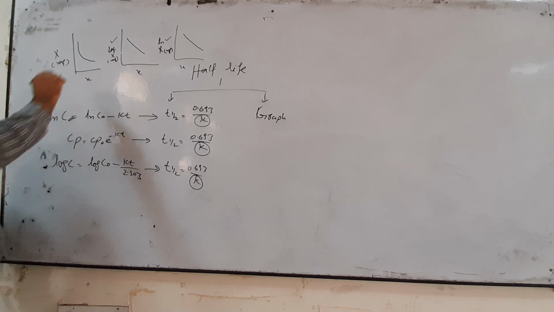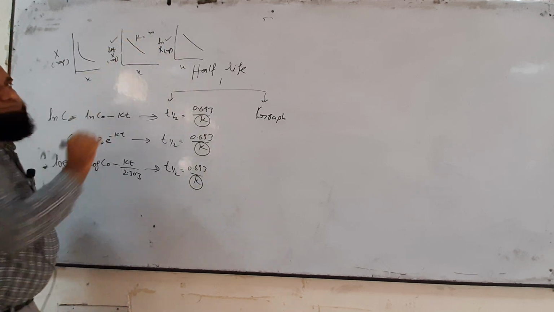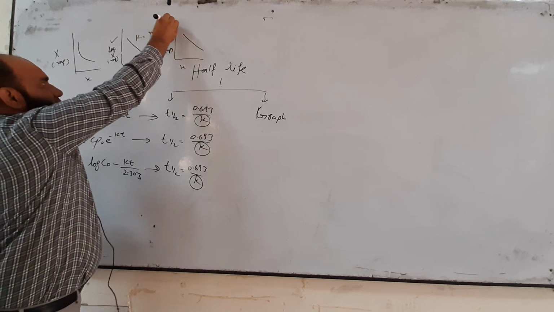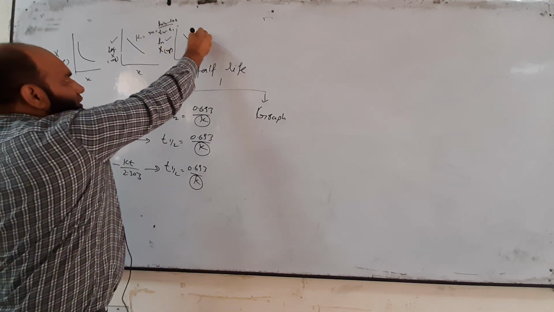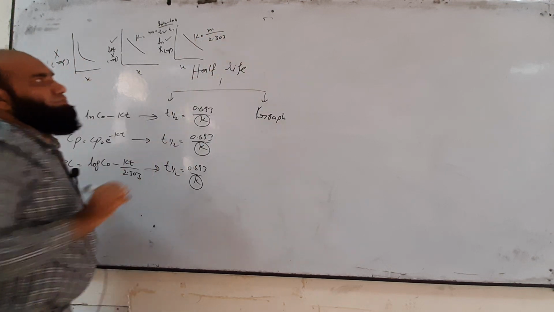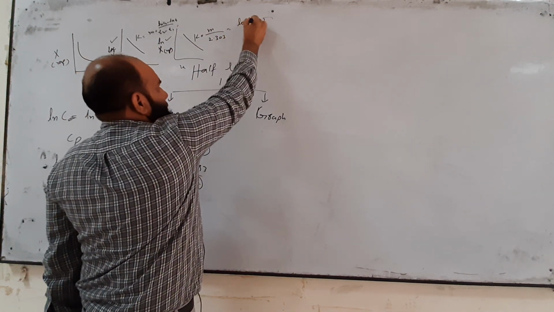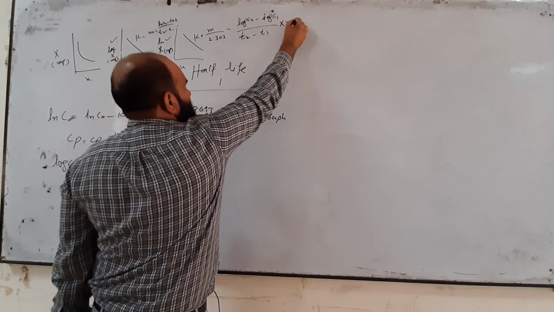Okay, what will be the K? In this, K will be the slope, but this slope is ln C2 minus ln C1 over T2 minus T1. In the case of log, K is the slope, but multiplied by 2.303. First of all, we will calculate the slope with the log. For example, log C2 minus log C1 over T2 minus T1, into 2.303.